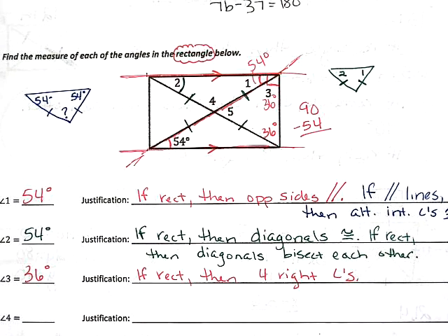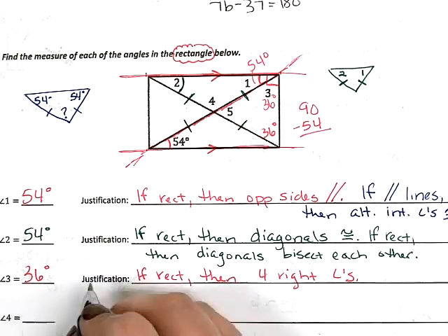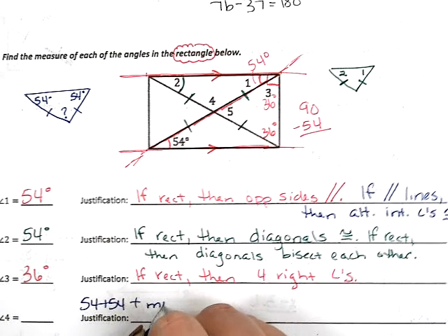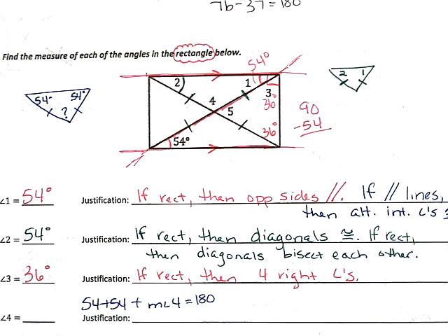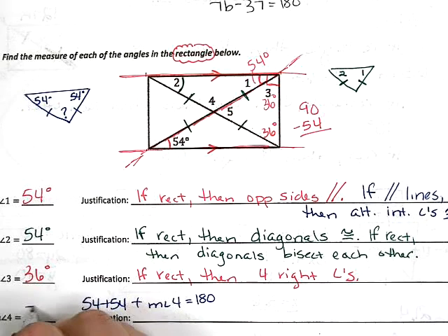Well, hopefully you look at that and automatically know what to do. We've got a triangle, and the sum of the interior angles has to be 180. So we can add those two angles together and subtract from 180. Sorry, that took me a second to get that out. So 54 plus 54 plus the measure of angle 4 has to equal 180 degrees. If you do some math there, you should get that the measure of angle 4 is 72 degrees.